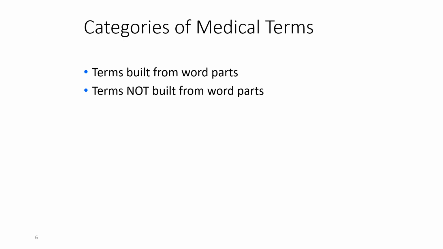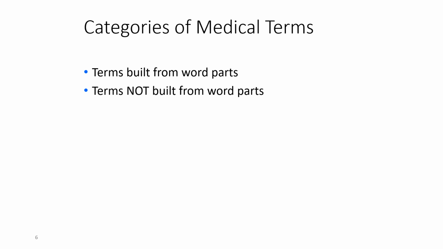In this material, we'll look at essentially two different categories of terms. We'll look at those that are built from word parts, which would be things where we take the main term and then take another word part such as a suffix or prefix, put those together and create the term. So those are directly built from those word parts.